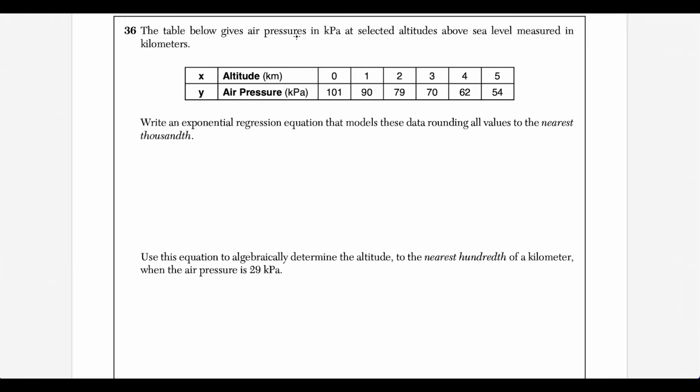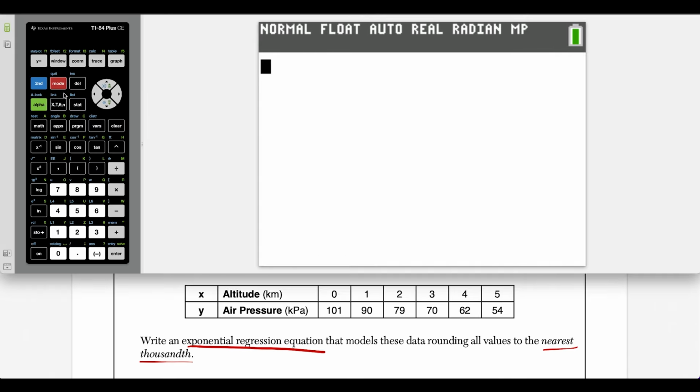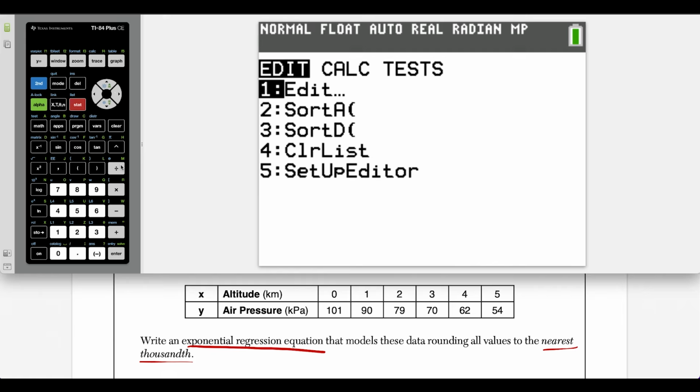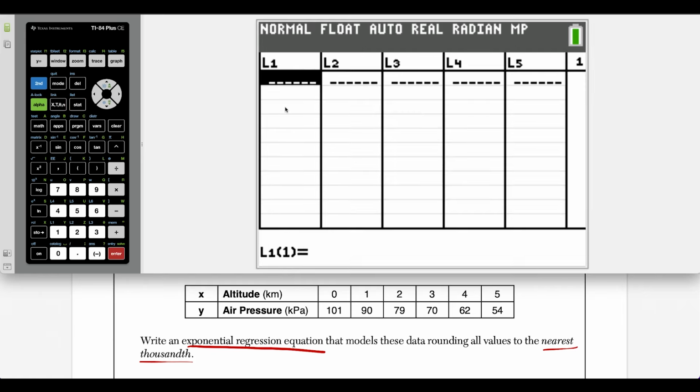Question 36, we have air pressure at selected altitudes above sea level, and we need to write an exponential regression equation that models these data, and we're rounding everything to the nearest thousandth. So let's type in this data. We're going to go to stat, and we're going to go over here to edit, and now we just fill in the table.